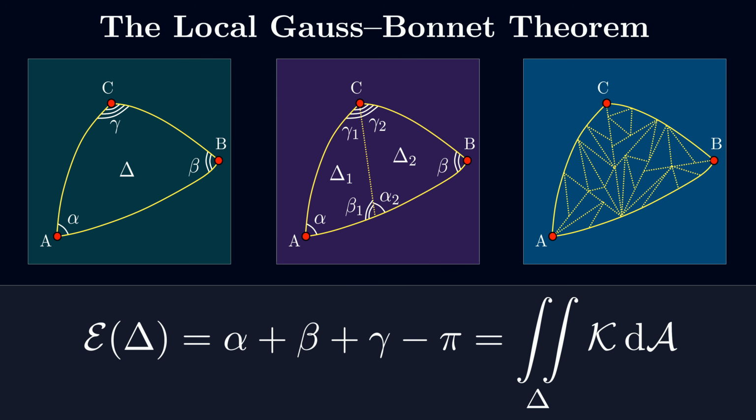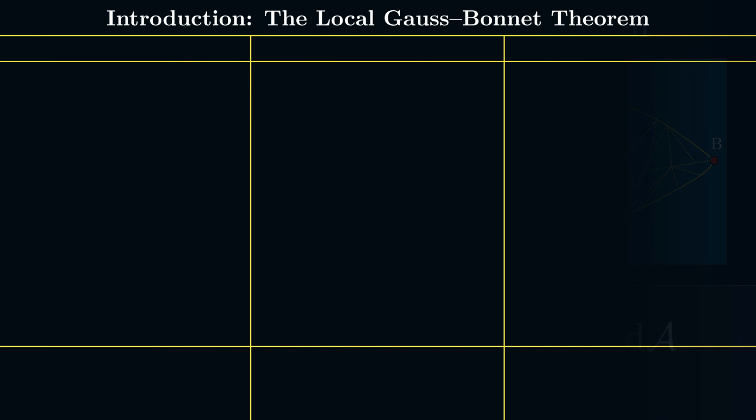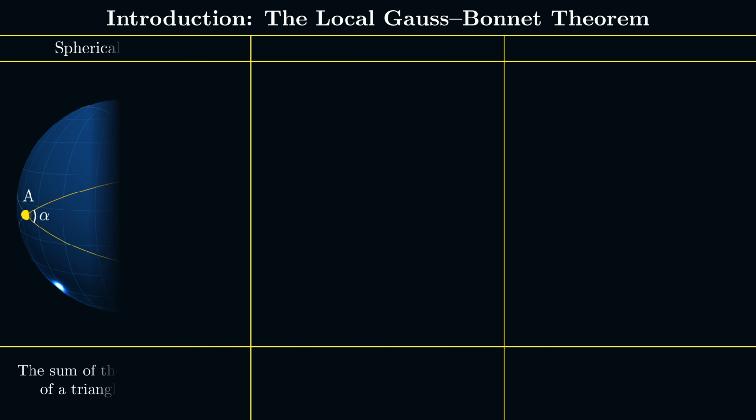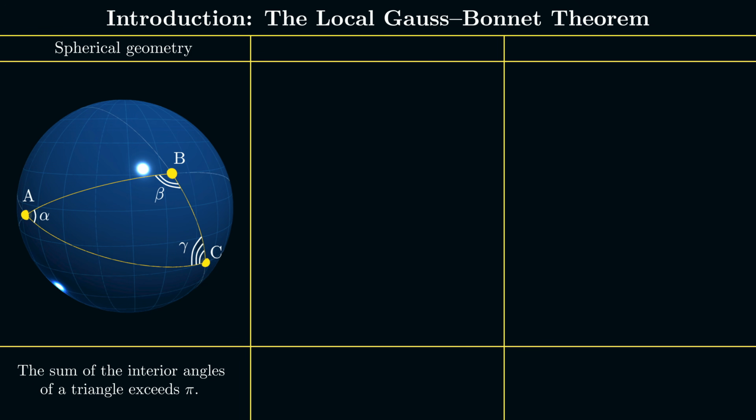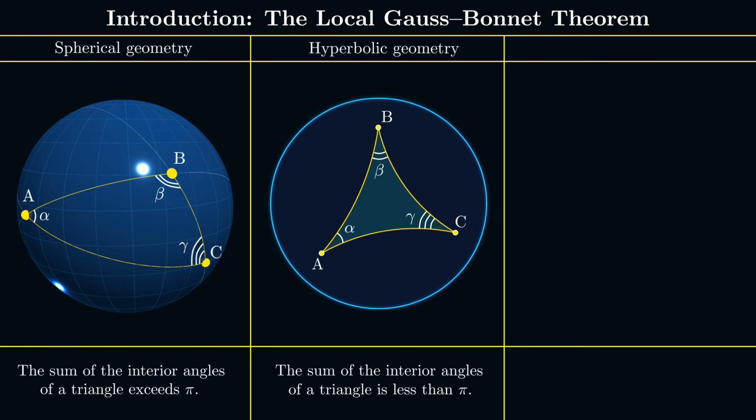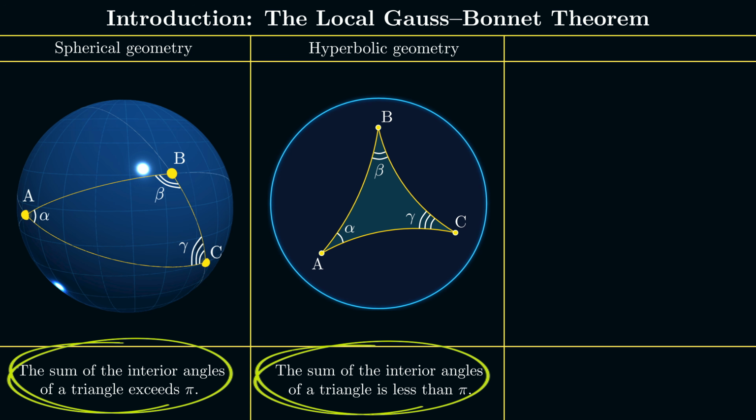In this video, we will break down one of the central theorems of differential geometry, the Local Gauss Bonnet Theorem. On a curved surface, a geodesic triangle, generally speaking, no longer behaves like an ordinary triangle on a plane. The sum of its angles can be greater or less than 180 degrees.